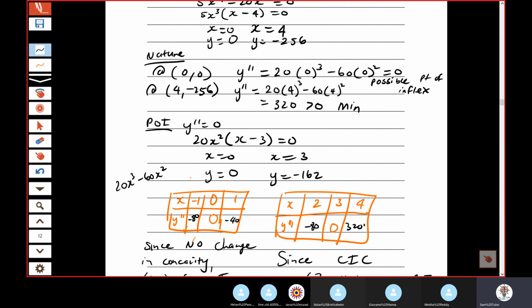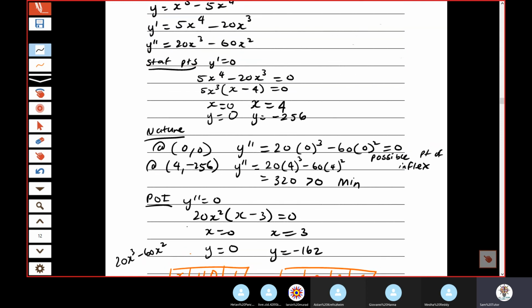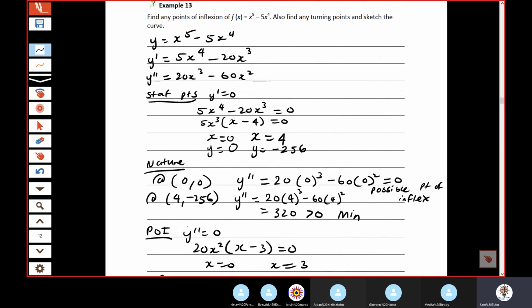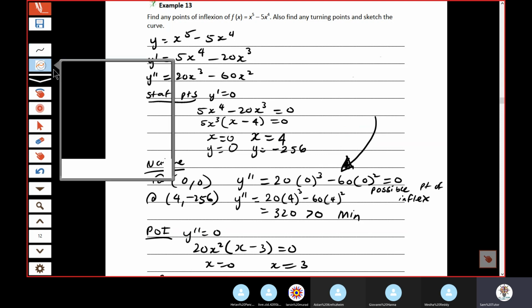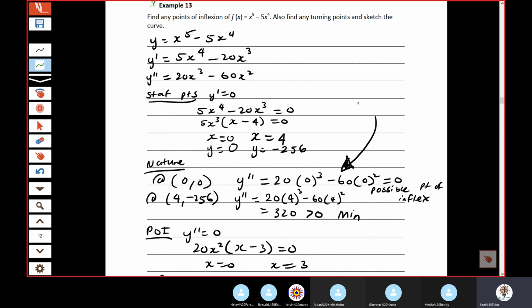We go back up. Come back to nature, and instead of doing nature this way, what do we have to do? Y dash table. Absolutely correct. X, y dash table. There's your 0.